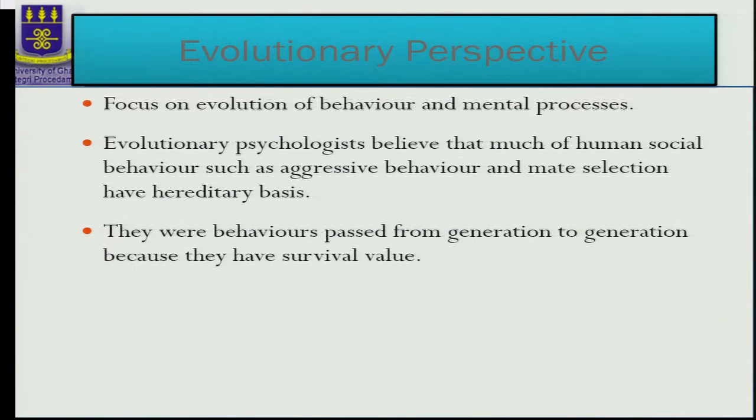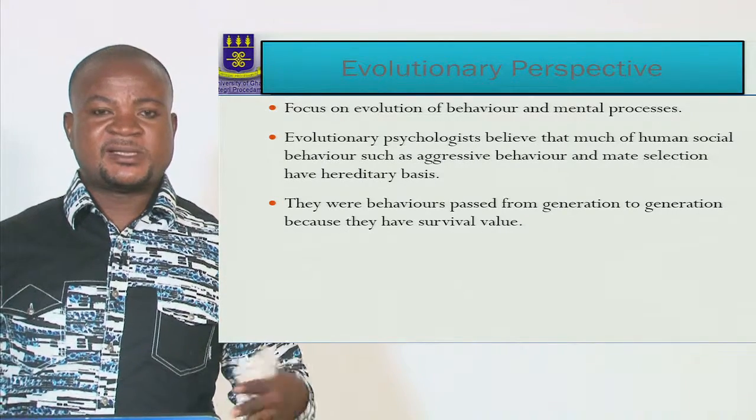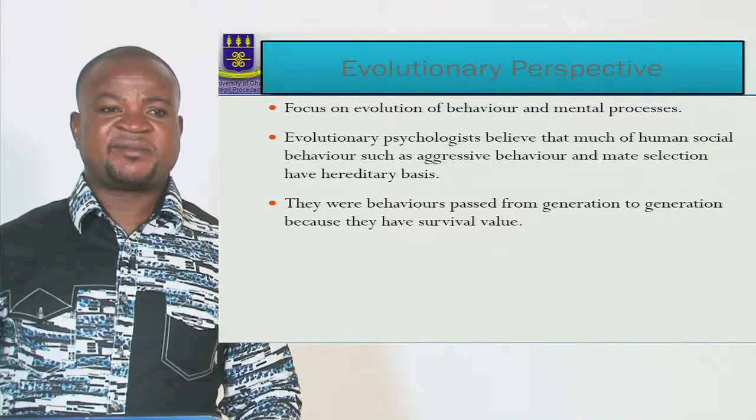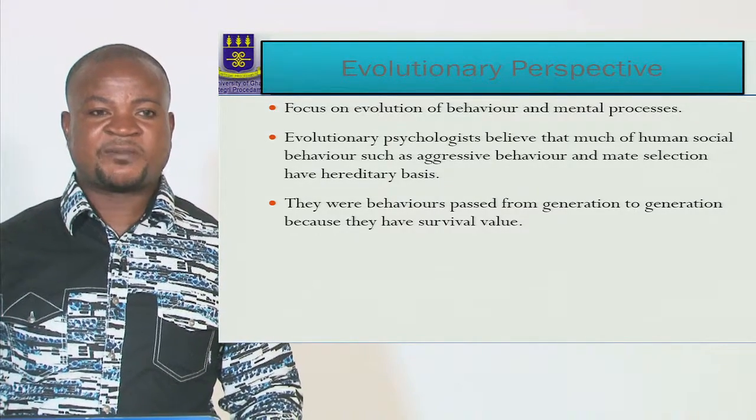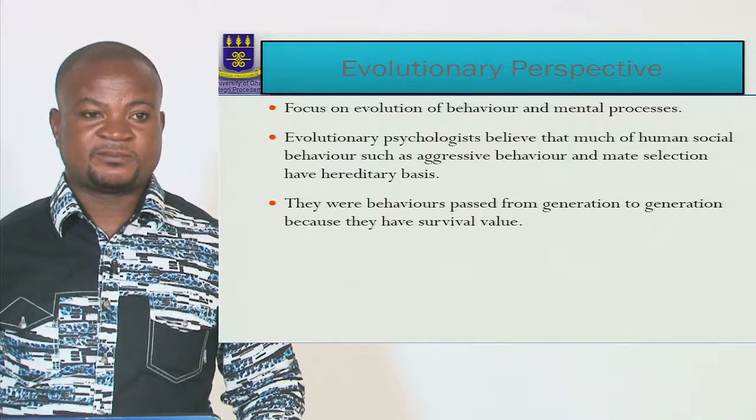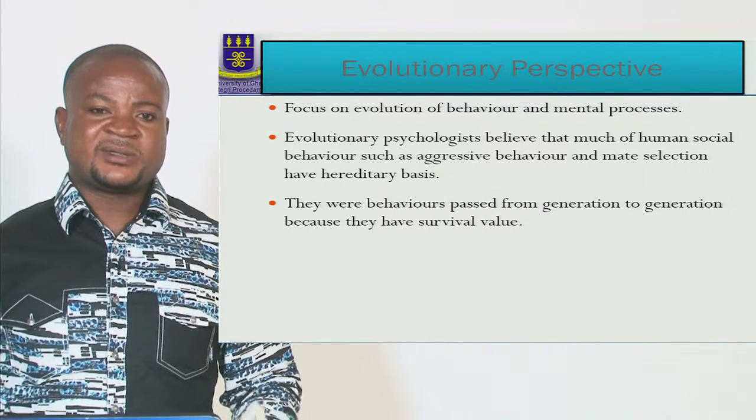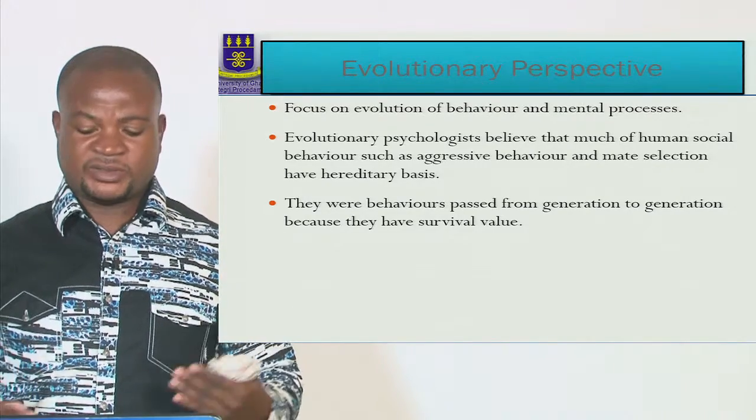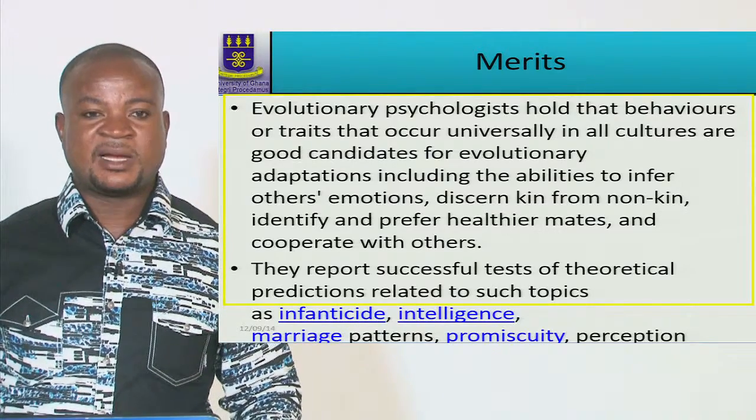They believe that every person wants to marry a partner who is healthy, who is beautiful or handsome, because it has some survival value. It will make your offspring live longer. They will not be prone to diseases. So those are the things that they look at: issues about evolution, how it has been handed over to us.